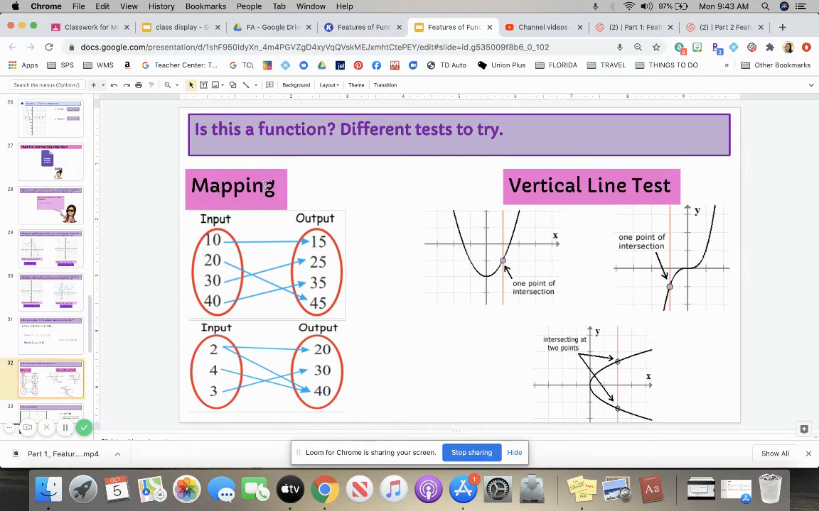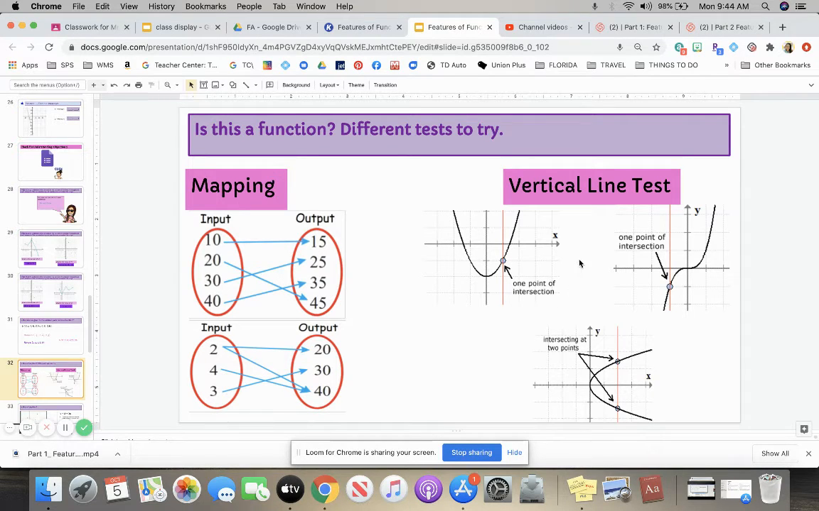Okay. Again, I was talking about mapping before, so this is an example of mapping. I could take all my input, all my x values, and list them here, and then list all my outputs. And if you notice, they're going in numerical order, and then I connect them to where they're supposed to go. So I say, okay, 10 has one output, 20 has one output, 30 has one output, and 40 has one output. So that means that this is a function. Now let's look at this one. I'm seeing right off the bat that 2 has 2 different outputs. So this example is not a function.